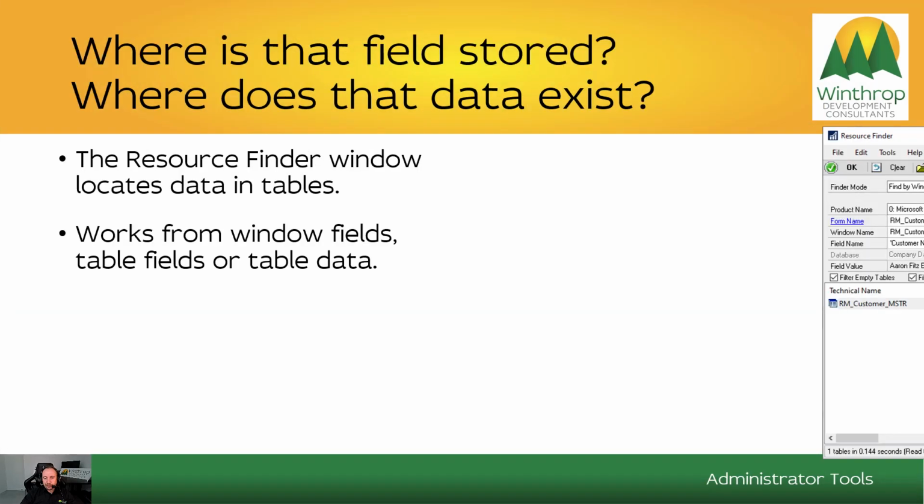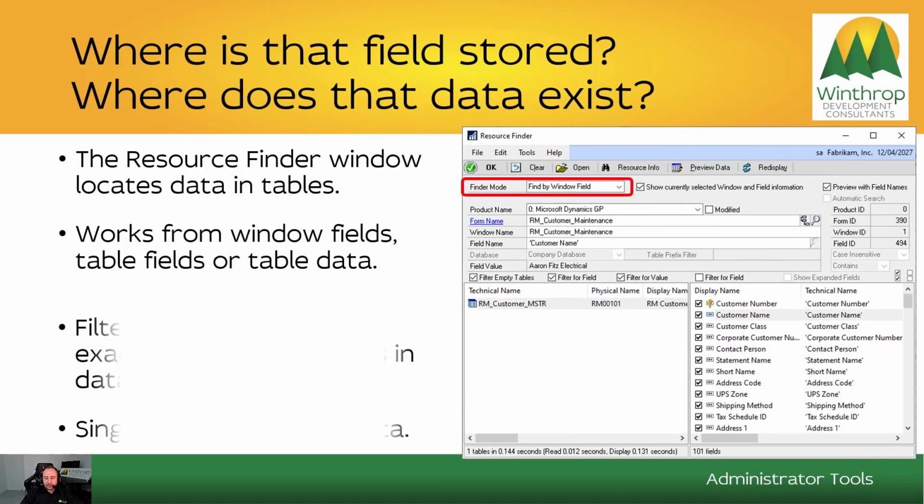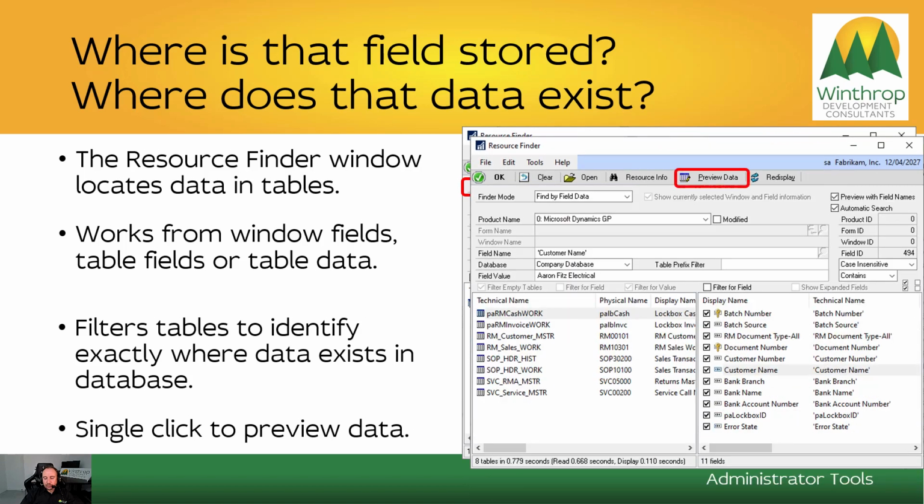If you want to know where a particular piece of data is stored, the Resource Finder window will look at that piece of data and identify all of the tables that column exists in, and then filter it based on the data you've entered so that you have a list of exactly where that data is within the database. There is also a Preview Data button which will allow you to actually look at the data filtered by whatever you've entered.